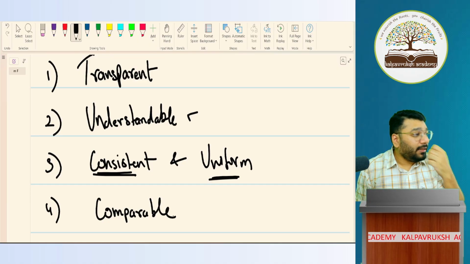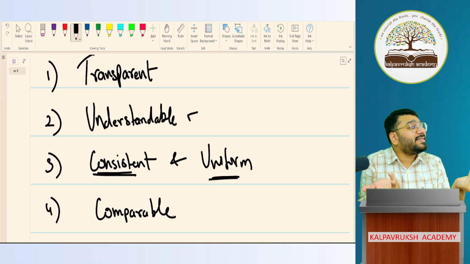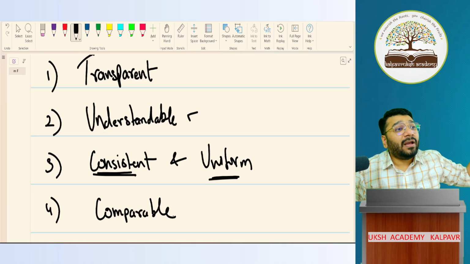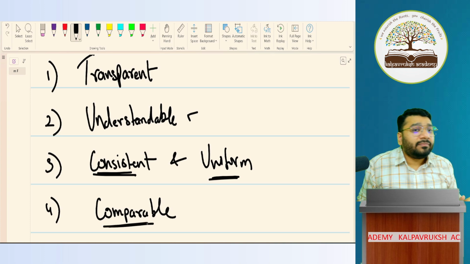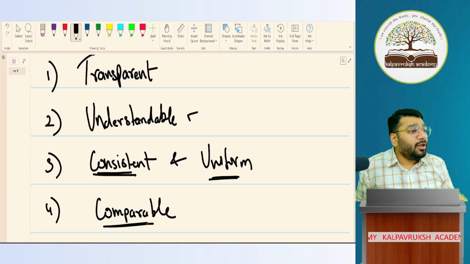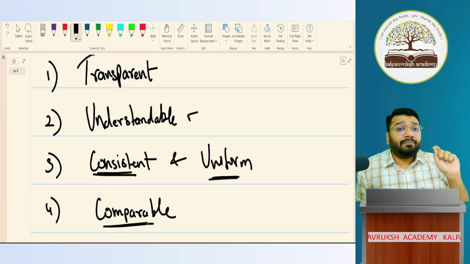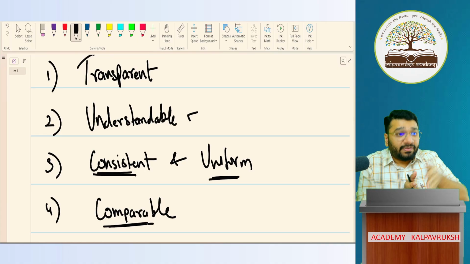Can I compare a 210 AC with 1.5 ton AC? No, because underlying basis itself is different. The performance of a 1.5 ton AC is different when I compare with the 210 AC. So therefore, to ensure comparability, the financial statement that you prepare should be consistent, uniform, understandable. So comparability will make people understand the performance of the business compared to current year versus previous year.